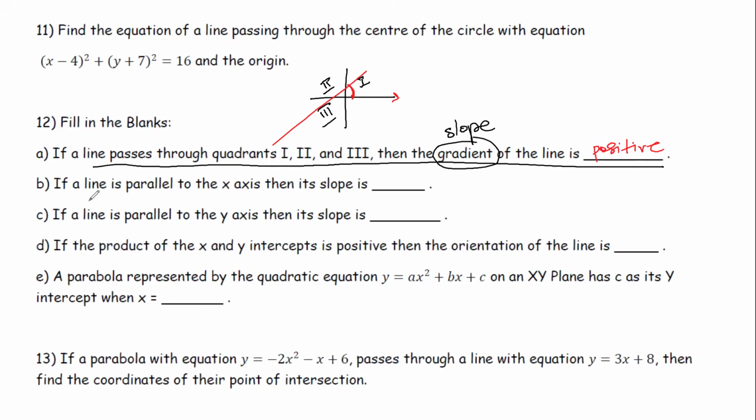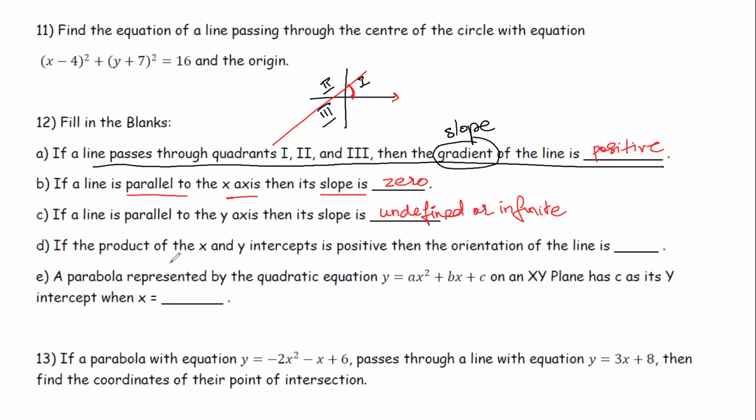If a line is parallel to the x-axis, then the slope is 0. Horizontal lines have zero slope. If a line is parallel to the y-axis, then the slope is undefined or infinite, whatever you prefer. Both are correct. Or infinite, infinity.